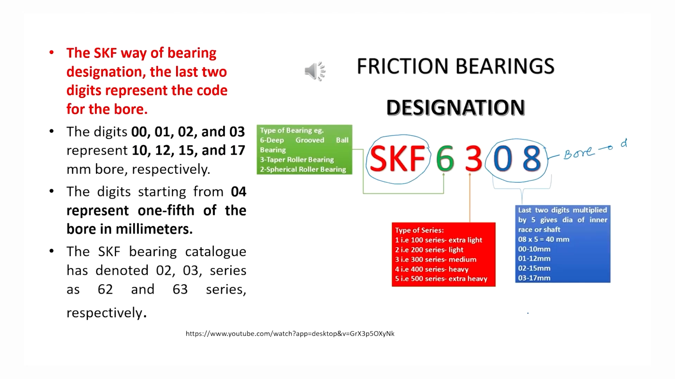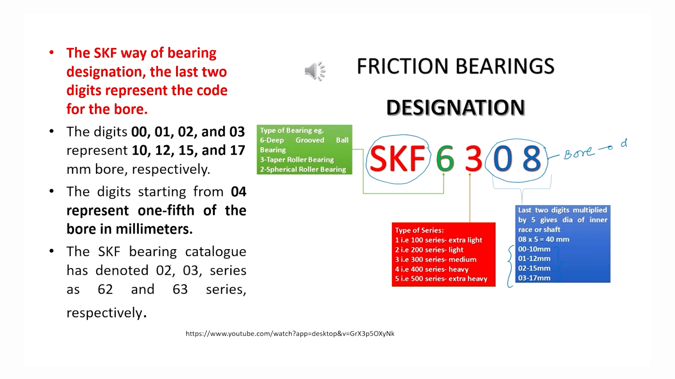Well, so the digits 00, 01, 02, 03 represent 10, 12, 15, 17 mm bore respectively. This is written here. If it is 00, 01, 02, 03, then the bore will be 10 mm, 12 mm, 15 mm and 17 mm. Now, if it is more than 03, then the bore will be that number multiplied by 5. Okay. So, the digits starting from 04 represent 1/5 of the bore in millimeters.